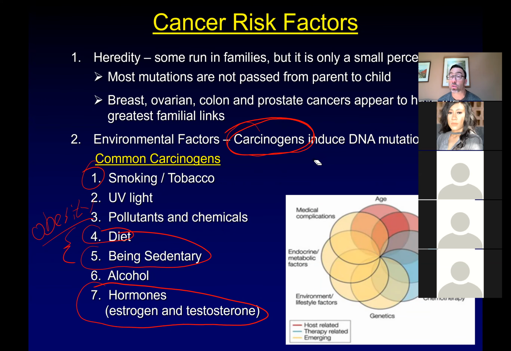So let's talk about what puts a person at risk for developing cancer. One of the big things is heredity. Cancers tend, especially things like breast cancer and prostate cancer, to run in families.